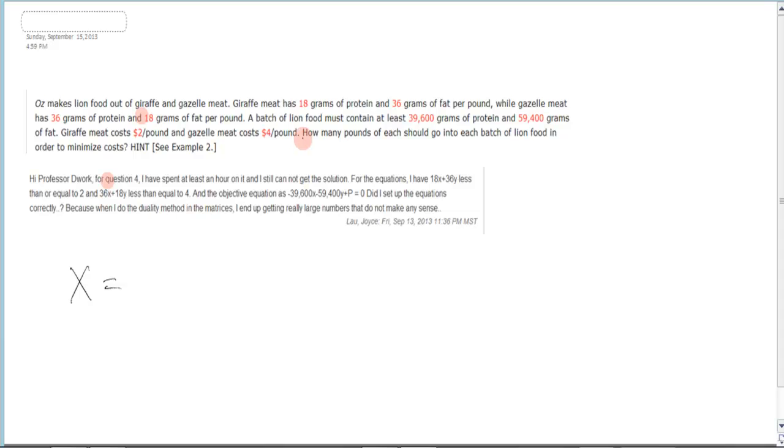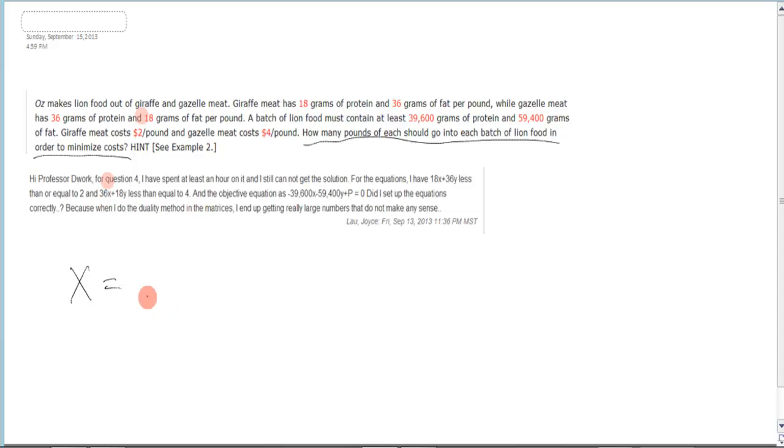Okay, so here, the first thing you should always do anytime you do a word problem is define your variables. How many pounds of each should go into each batch of lion food in order to minimize cost? So a batch of lion food must contain at least... So what we're doing is we're looking for grams of protein, grams of fat, and what we're looking for is giraffe meat and gazelle meat.